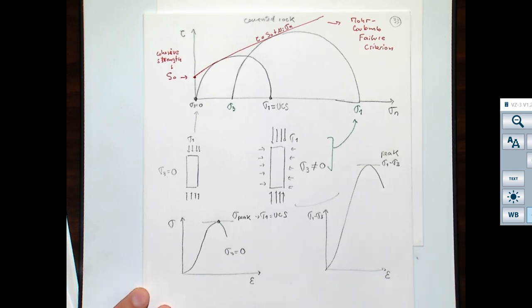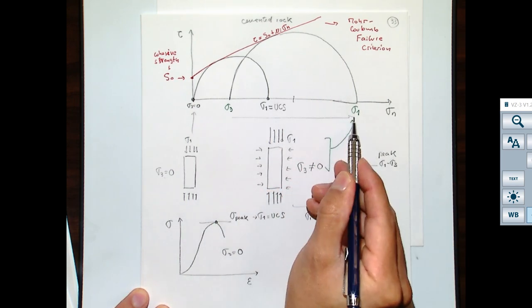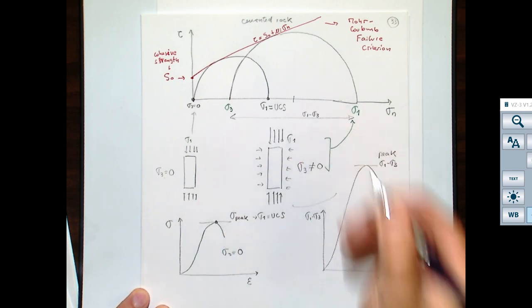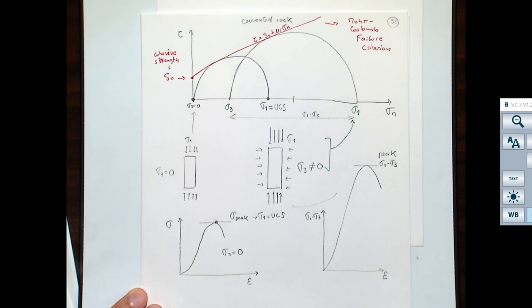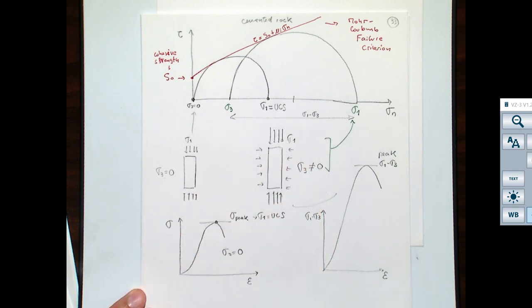What is sigma 1 minus sigma 3 in the Mohr circle in terms of a geometrical quantity? It's the diameter. So what we're plotting there is the diameter of the circle. The bigger the confinement, the bigger the mean stress, the bigger the diameter is going to be.